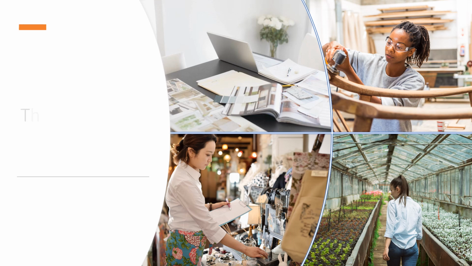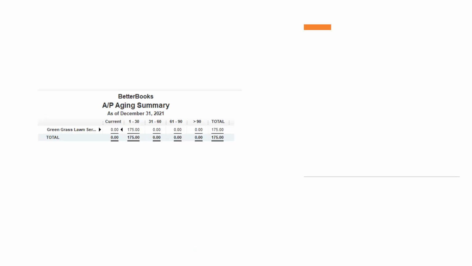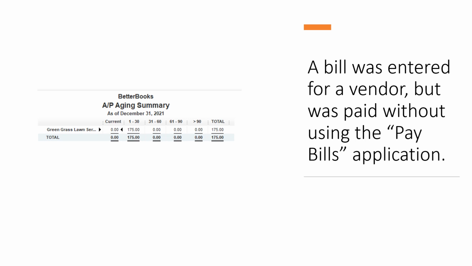So if you're pulling a report date to meet the date that's on your balance sheet, it may show the bill outstanding as of that date, but it was actually paid after the report date. So the solution to this is to pull a report with a current date to see if it's still reflecting as an outstanding balance. If the bill is still showing outstanding when you pull a current accounts payable report, it could be that the bill was paid without using the Pay Bills application.